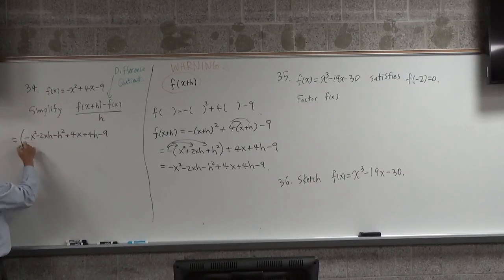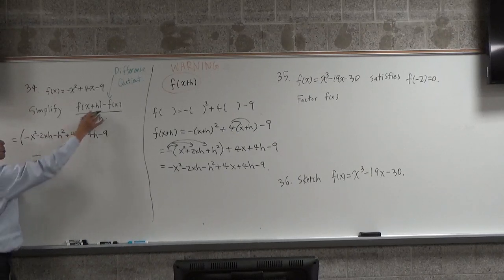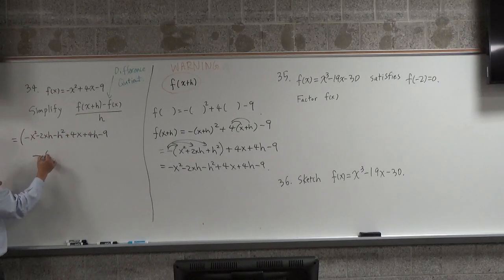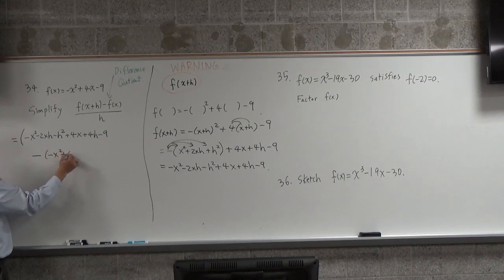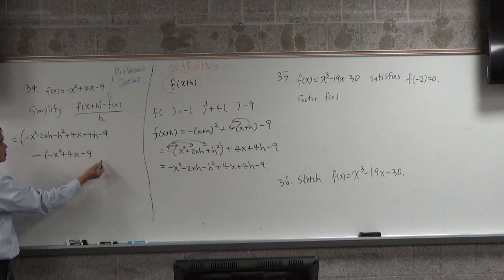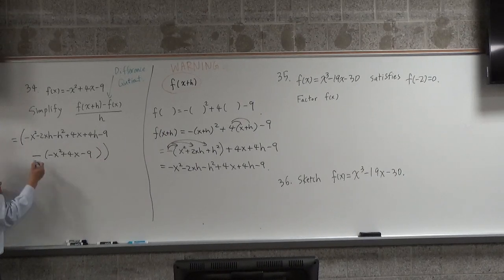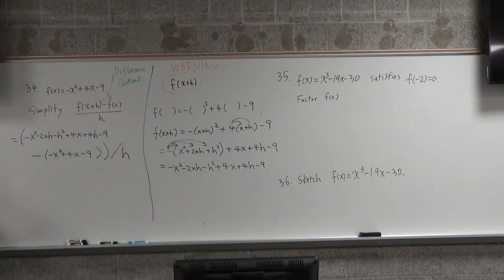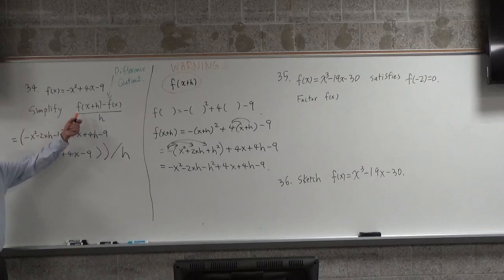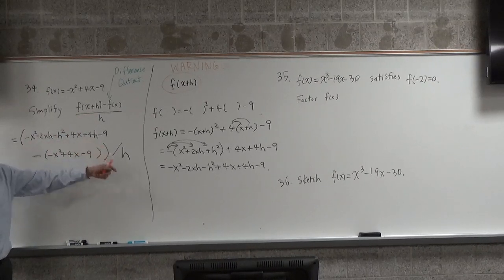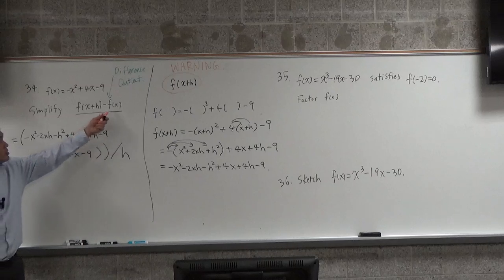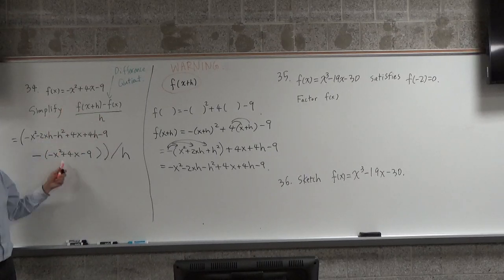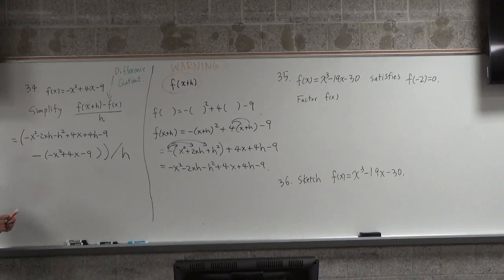Okay, but then you have to subtract the function f of x, right? Which is negative x squared plus 4x minus 9. And this entire thing has to be over h. Okay? So I replace f of x plus h by this much, which we worked hard on. And then this second f of x is now replaced by this thing. Compare these two, and if you did it correctly, you're going to see a lot of cancellations.